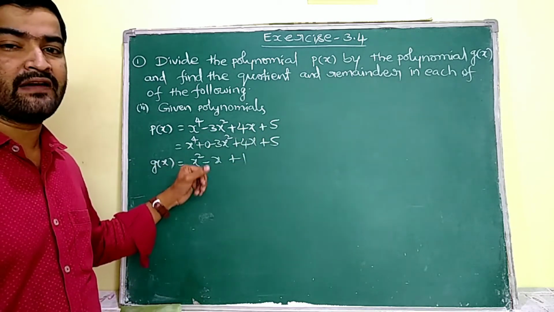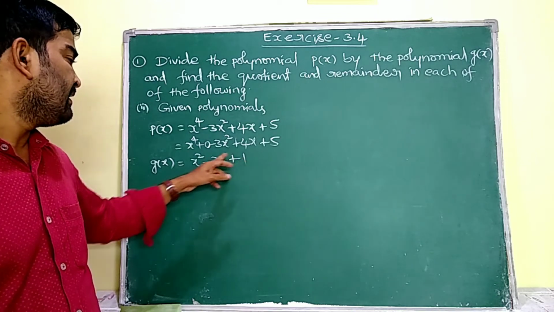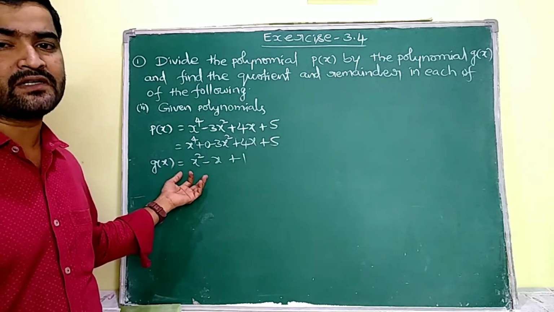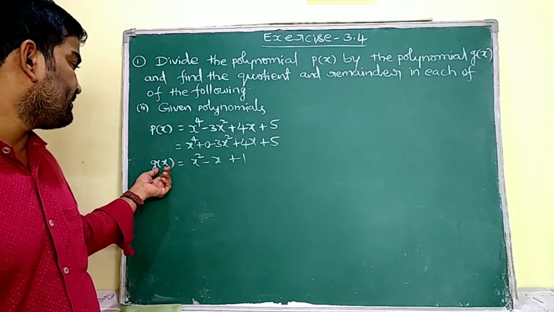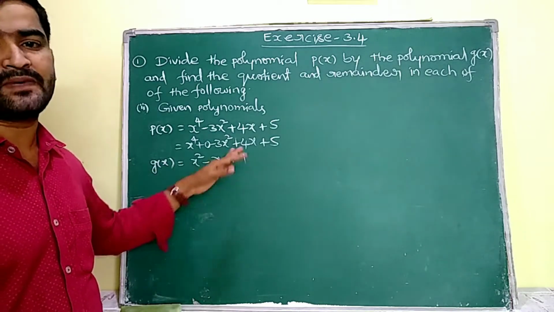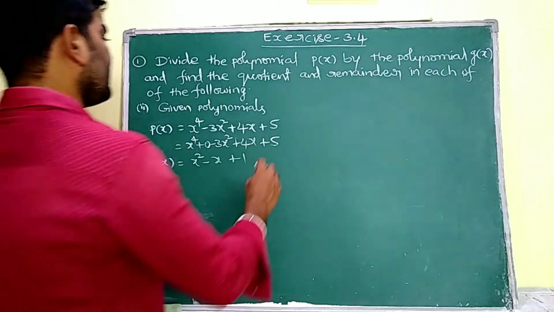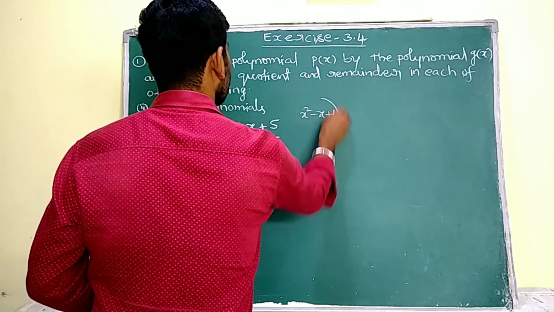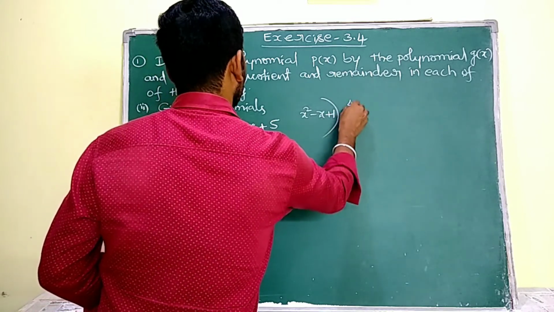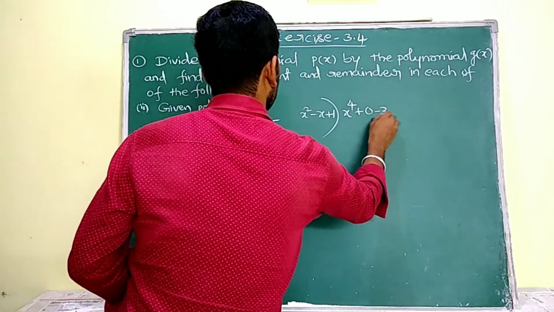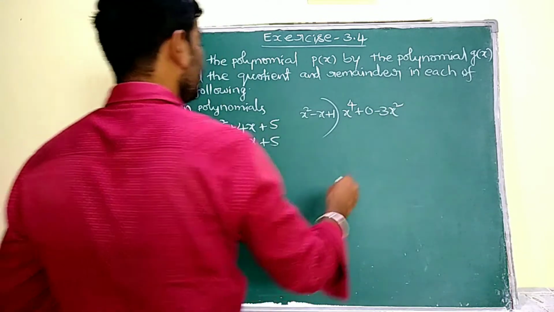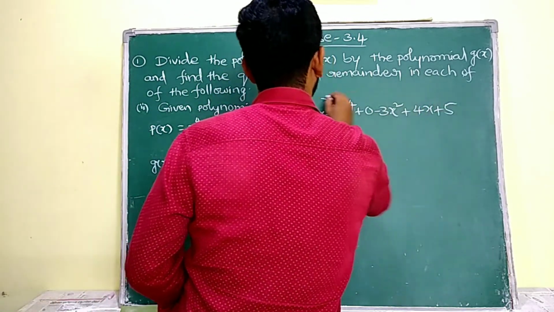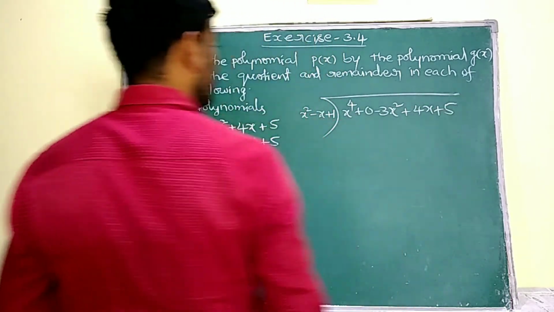Now g of x he gave as 1 minus x plus x square. I have to arrange it in a standard form now. Because of that, I am going to take that g of x as x square minus x plus 1. Now I have to divide that p of x with g of x. That is, x square minus x plus 1 is going to divide x power of 4 plus 0 minus 3x square plus 4x plus 5. Now I am going to write the quotient on the dividend.